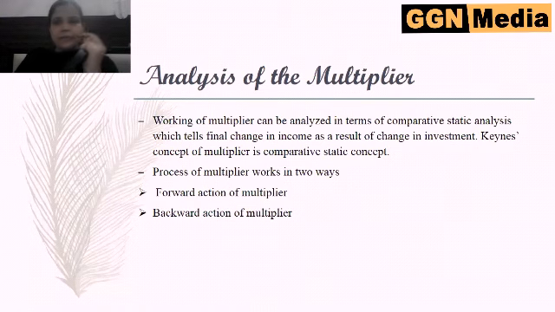Analysis of the multiplier. The working of multiplier can be analyzed in terms of comparative static analysis and also in terms of dynamic analysis. But in your syllabus, you need to cover only comparative static analysis, which is also called Keynesian multiplier, which tells us the final change in income as a result of change in investment. Keynes' concept of multiplier is comparative static analysis, and it works in two ways: forward action of multiplier and also backward action of multiplier. First we will discuss forward action of multiplier.